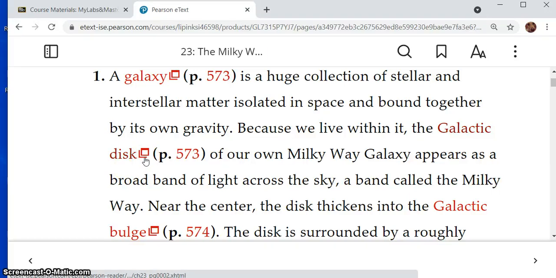Problems for chapter 23, the Milky Way galaxy. So we're going to do problems 1 through 5 and 7. Those are the only problems that we're going to do. So let's look at problem 1.